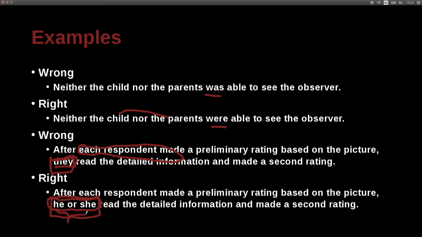But remember, we don't want to just say he. So that would be sexist, right? That would be excluding a gender. So here we say he or she. And in English, it's perfectly all right to say this, he or she. Perfectly acceptable.